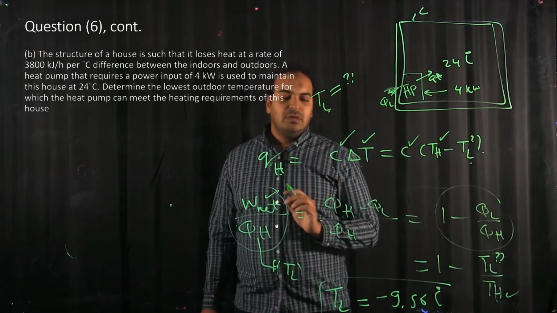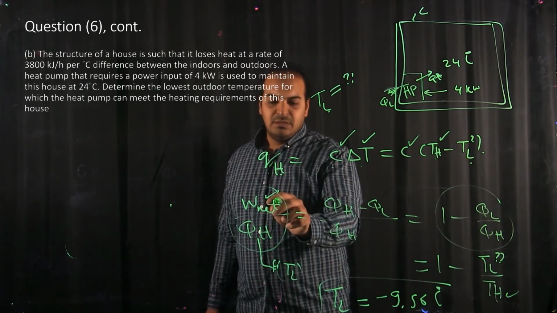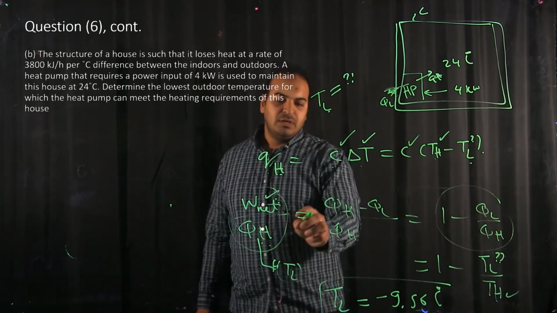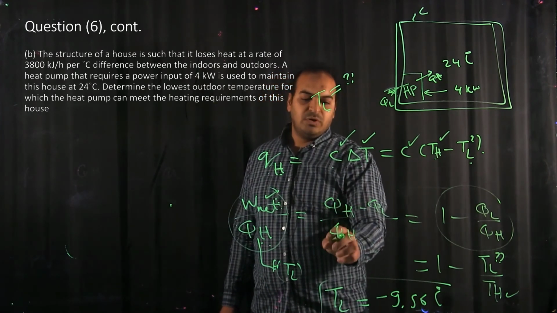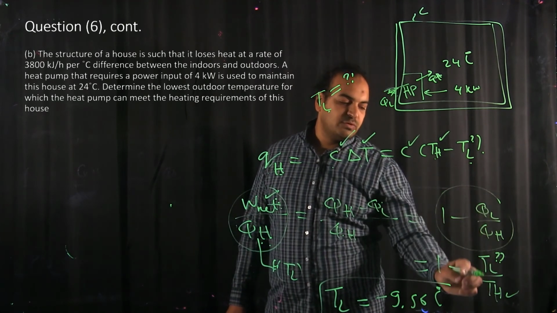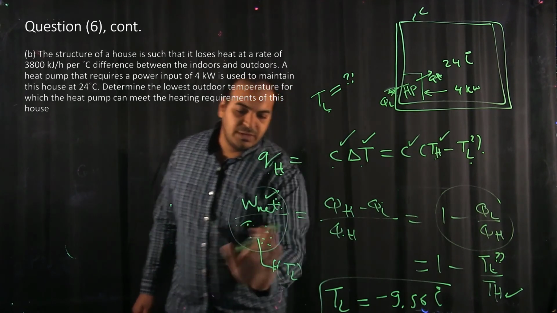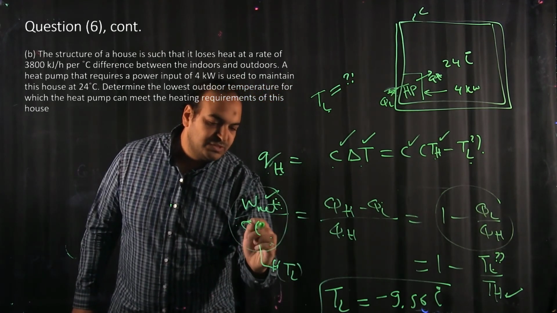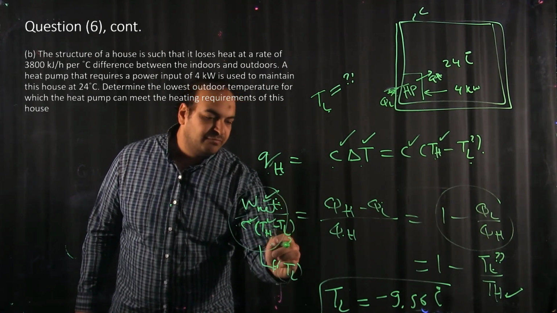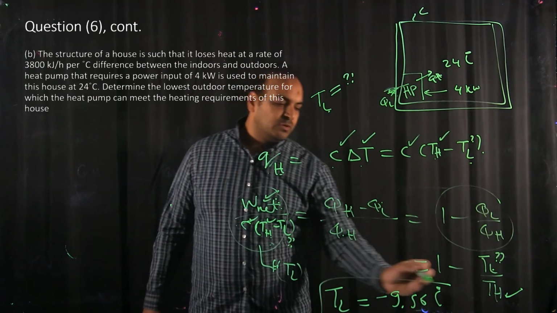Hold it. I have W net over Q high. I have this, I have it as a function of T low. So this was Q high minus Q low over Q high, or 1 minus T low over T high. I have T high. T low is unknown, and here T low is unknown. So you can write C delta T, which is T high minus T low. So you have this, you have this, you have this. You don't have T low. It's one unknown between this and this. Solve it for T low.